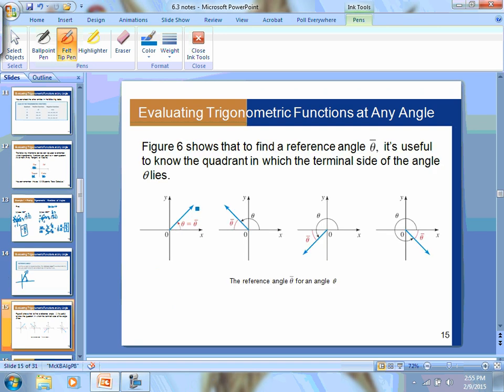Okay, there's your terminal side of your angle. So your reference angle is this distance back to the axis. Here, if you're in the second quadrant, it's that distance to go down to the x-axis again. If you're in the third quadrant, it's that distance to go up to get back to the x-axis. If you're in the fourth quadrant, again, it's that distance to go up to get back to the x-axis. So that reference angle is always how far you are away from the x-axis. It's how far you have left to go, either to keep going down to it or up to it.